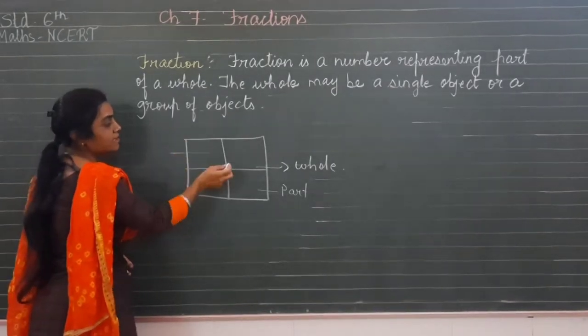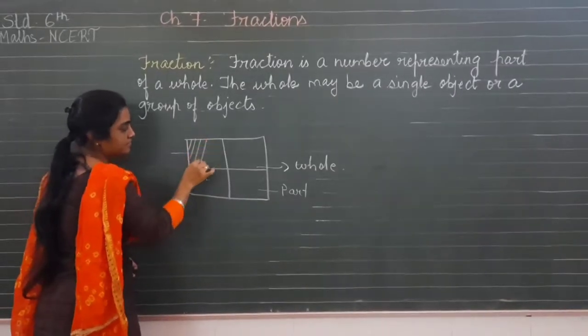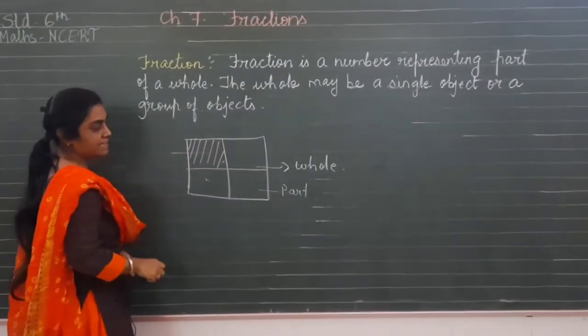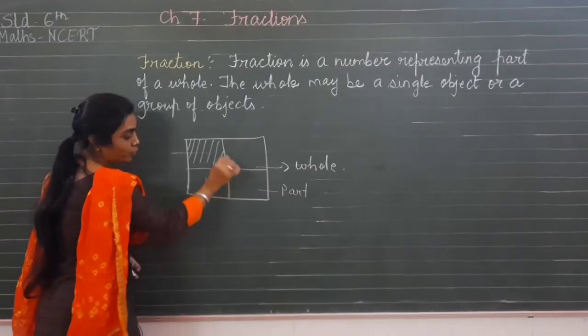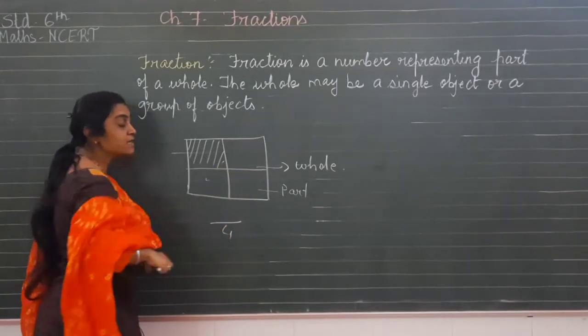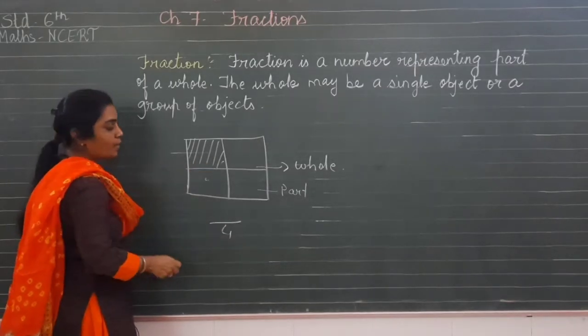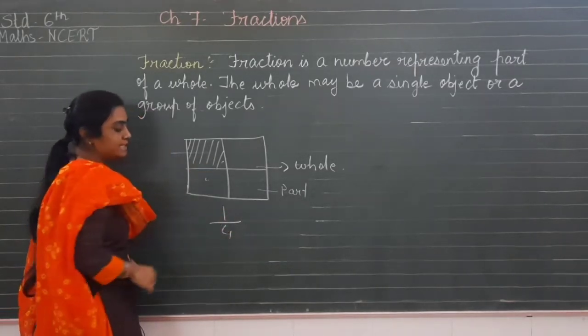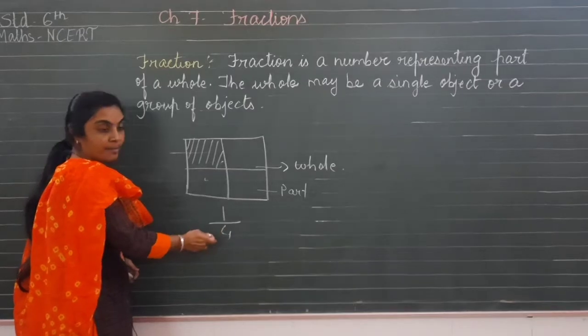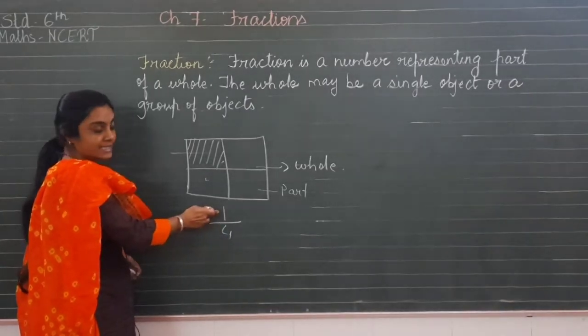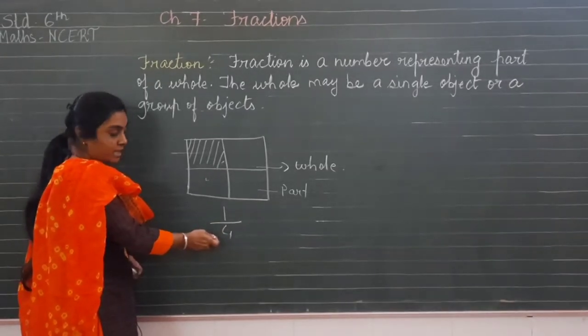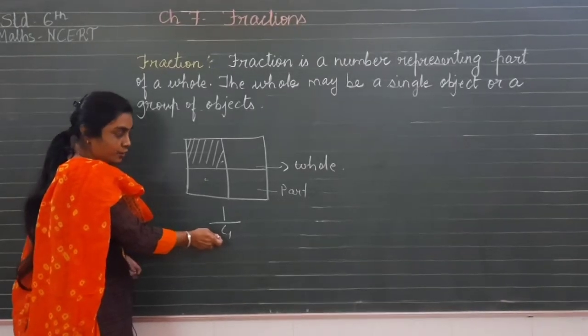Suppose I am shading a part like this way. So total whole part is 4. From the 4 whole parts I am shading one part. So it is represented as 1 upon 4. 1 is written in the numerator and 4, that is the whole, is written in the denominator.